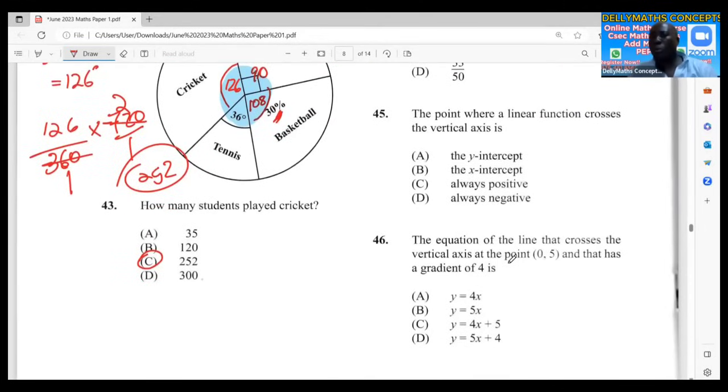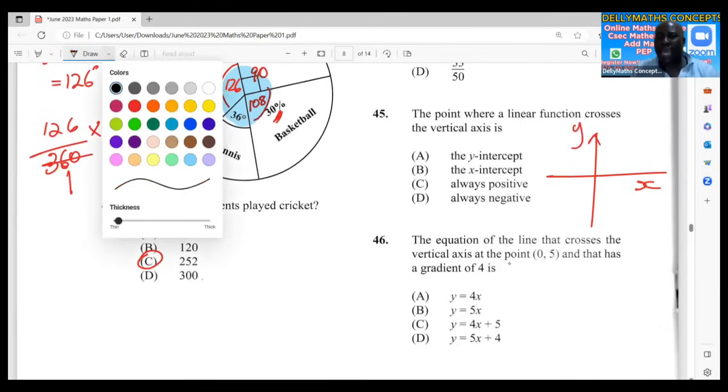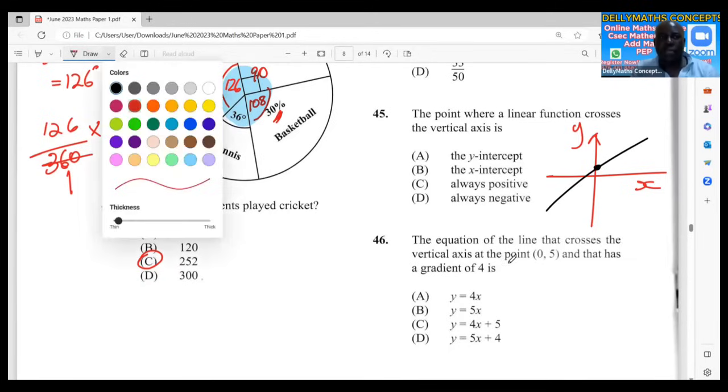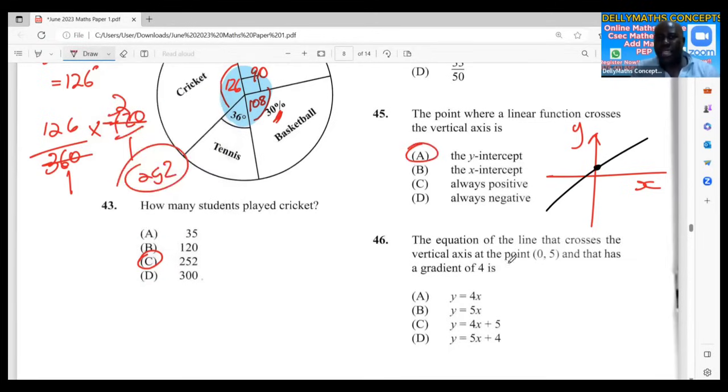45. The point where a linear function crosses the vertical axis. Now let us look, that's horizontal, that's X. This is vertical, this is my Y-axis. And if something is going to cross my Y-axis, like any graph, this point is called my Y-intercept. Crossing the Y-axis, that's my Y-intercept. So here it is, the answer is A.